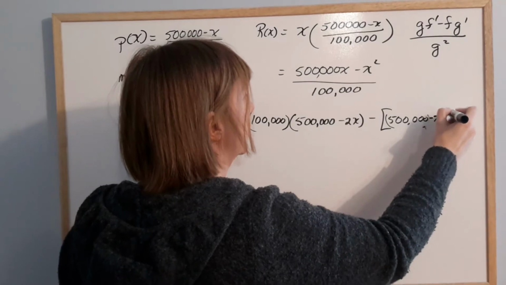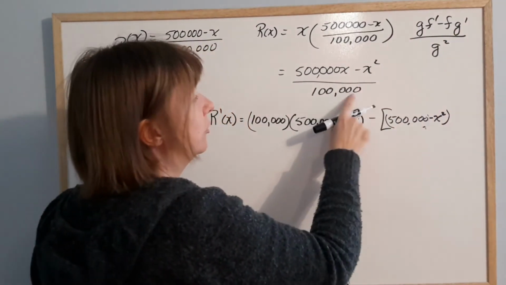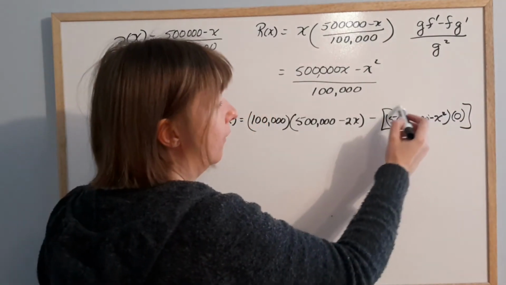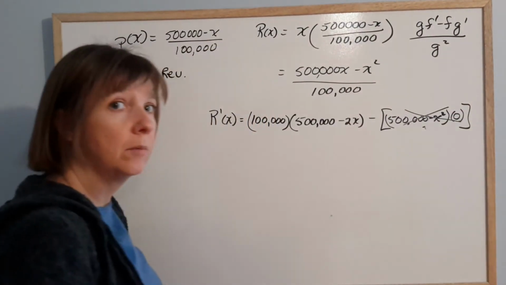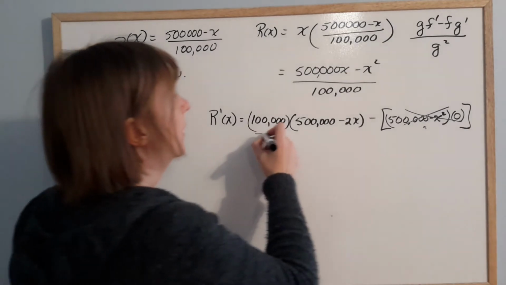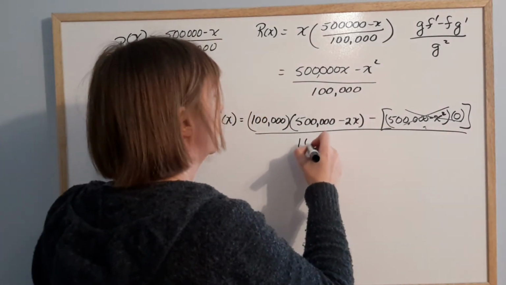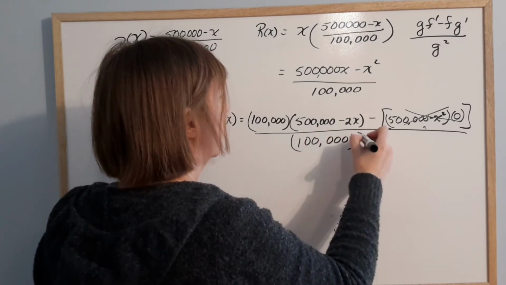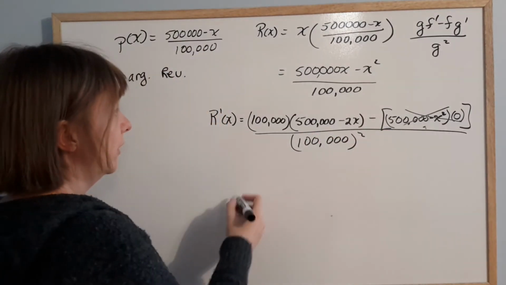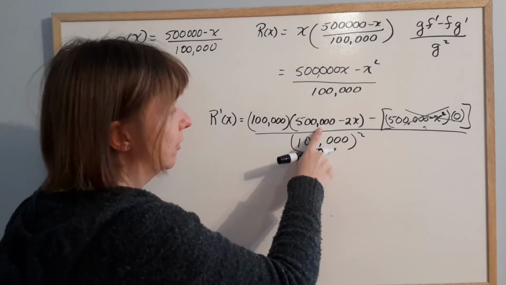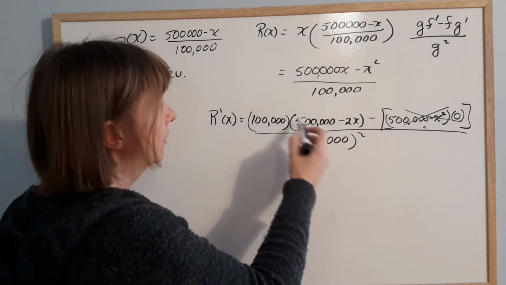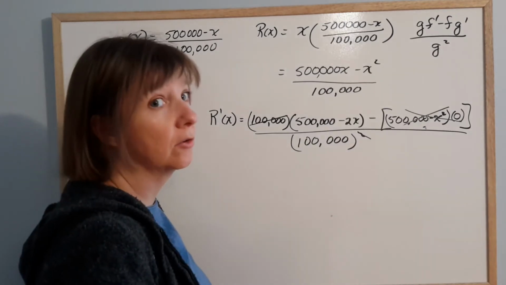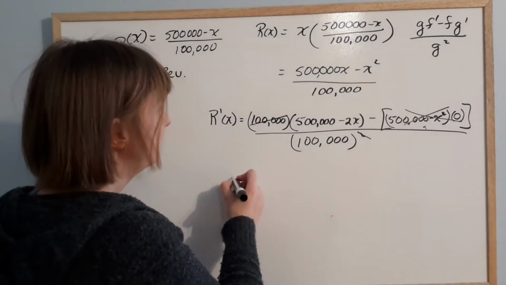Minus x squared. And then the derivative of G, but the derivative of 100,000 is just 0. So all of that is just gone because you're multiplying it by nothing. And that's all over 100,000 squared. Well, if I have 100,000 times this over 100,000 squared, I can actually cancel this 100,000 with one of these 100,000 because I put two of them down there.